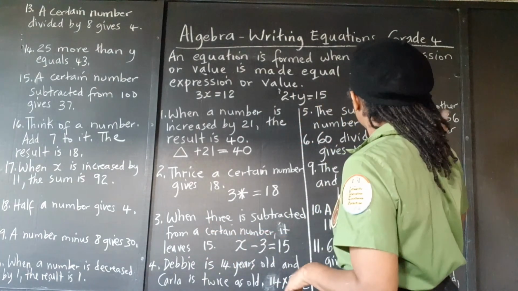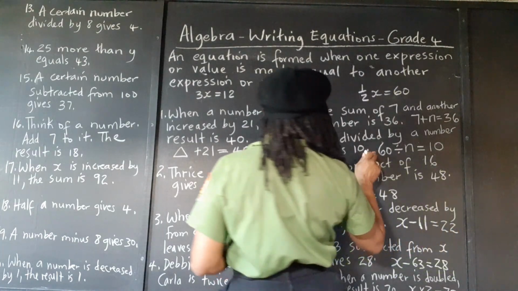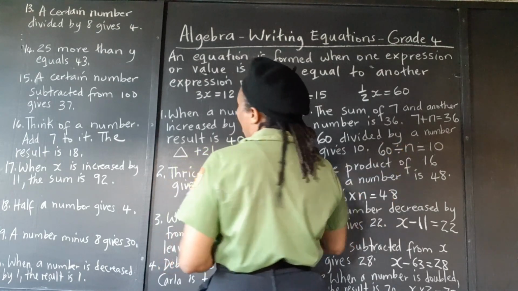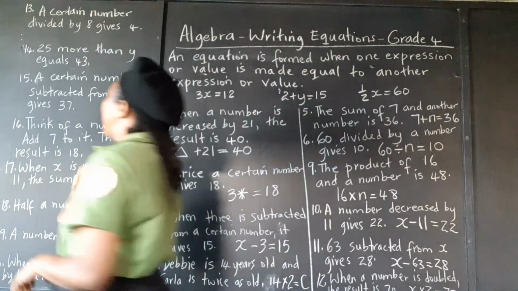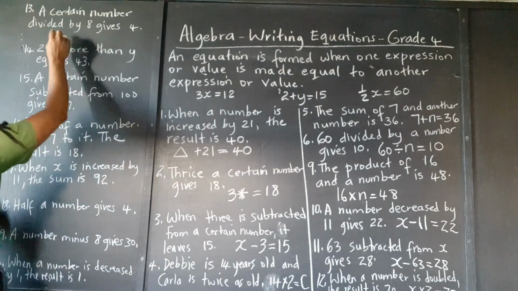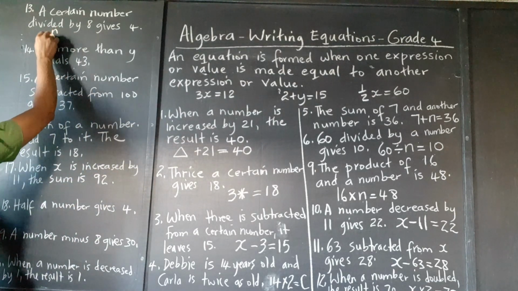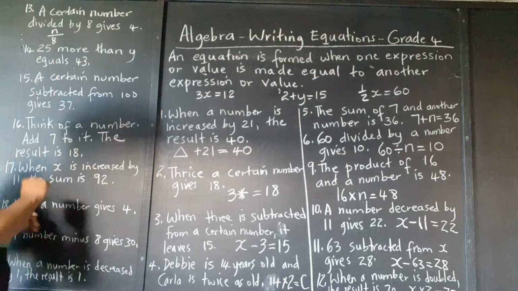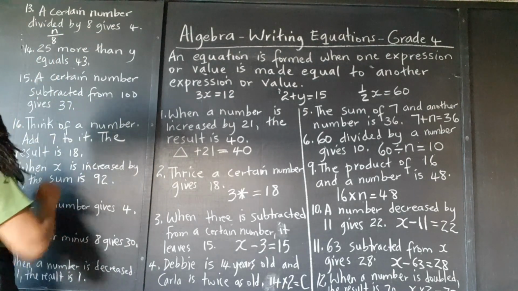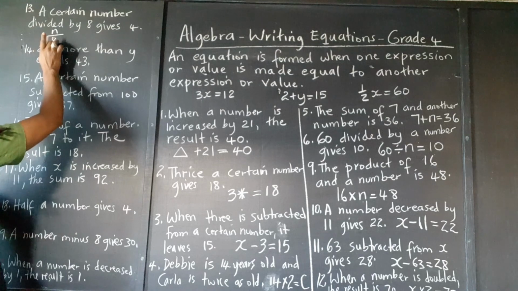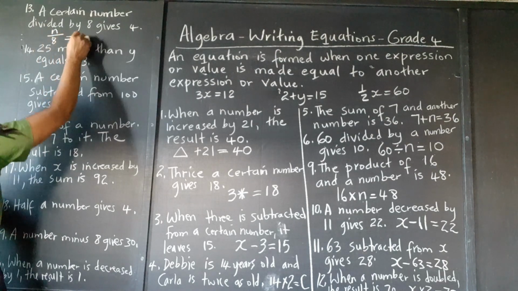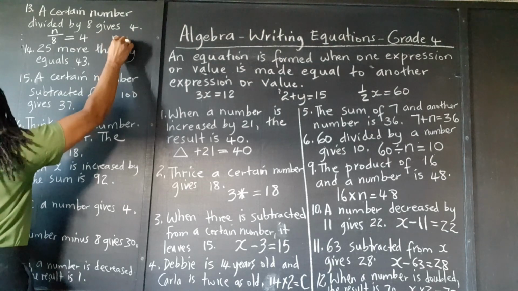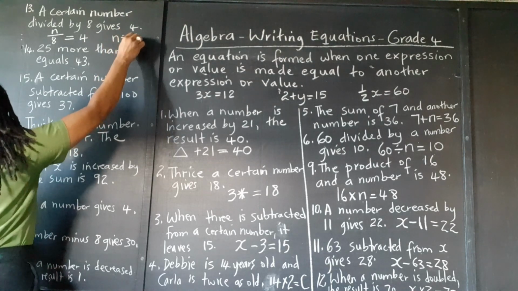Number 13. A certain number divided by 8 gives 4. We could write it like what we did here, using the division sign. I'm going to show you another way of writing that. We can write the number, draw a line, and put 8 as the denominator. A number divided by 8 gives 4.